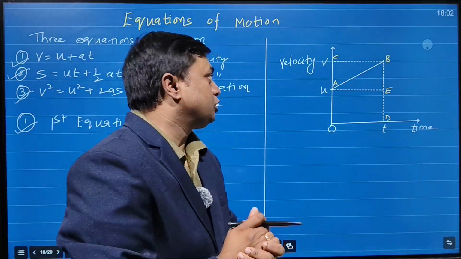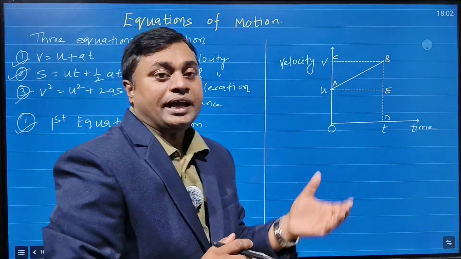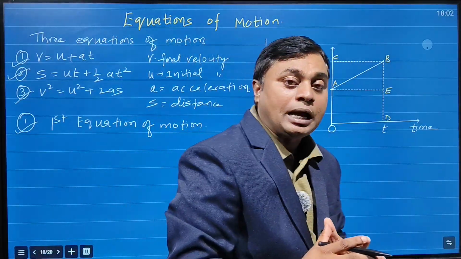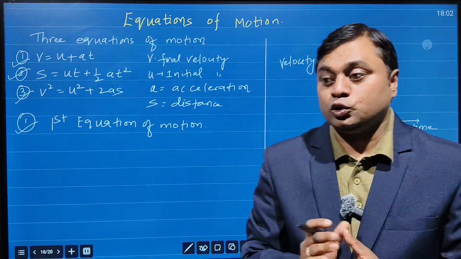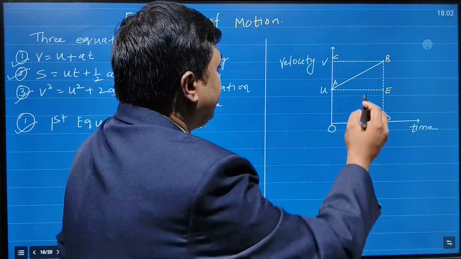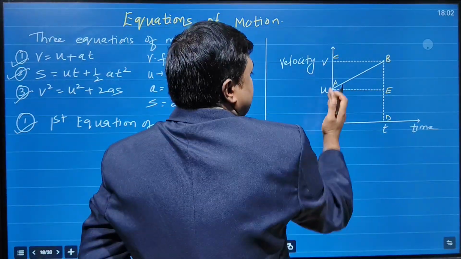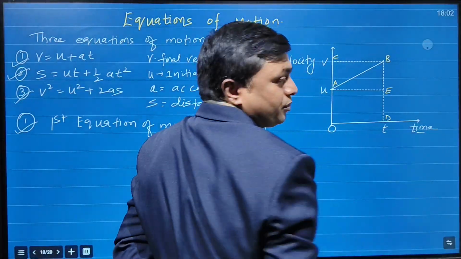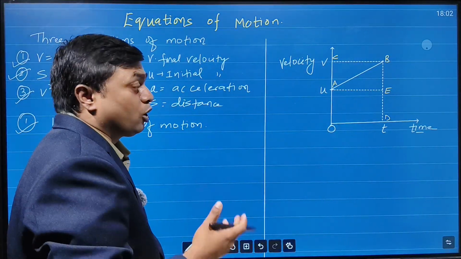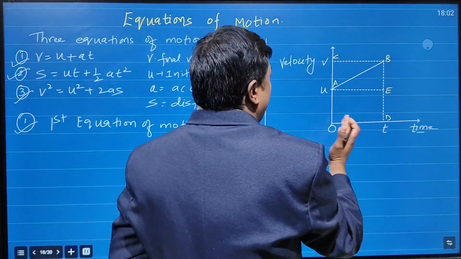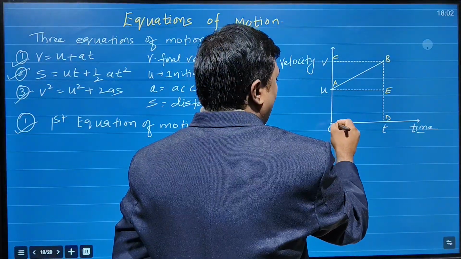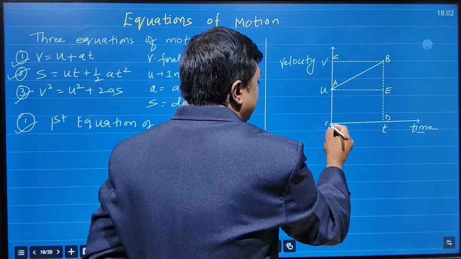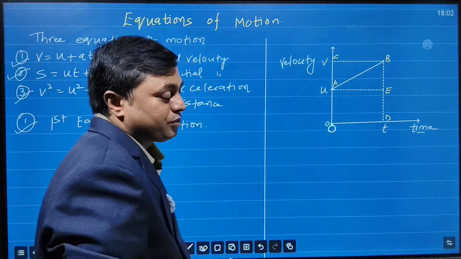To derive the first equation of motion, we have to take a velocity-time graph. As we know, the slope of a velocity-time graph gives you acceleration. So we have taken a slope AB. The y axis is velocity and the x axis is time. You have learnt this in coordinate geometry: x axis, y axis, and this is the origin O. Here time is 0 and velocity is also 0.